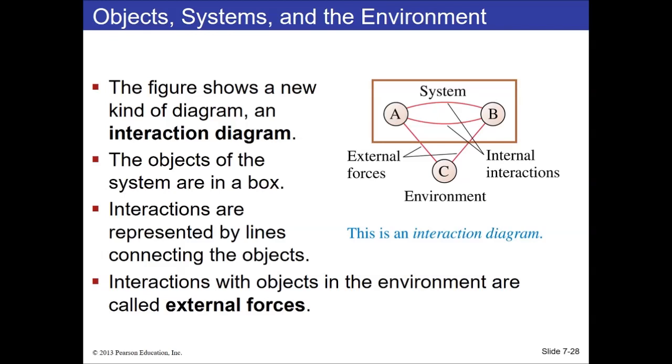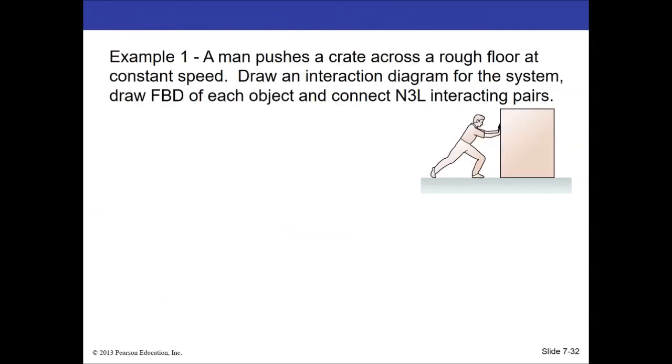We got a box around our system. A and B is the system. Again, A and B have free body diagrams. C is the environment. Those are external forces. When we look at our situation, we're going to create a diagram like this. We call it an interaction diagram.